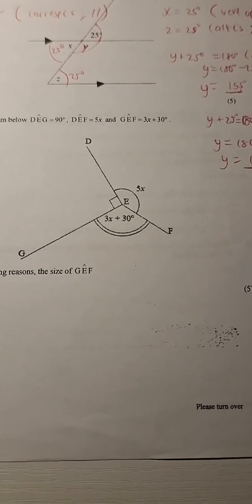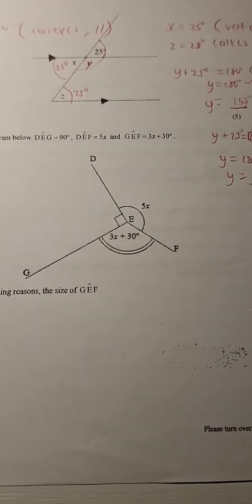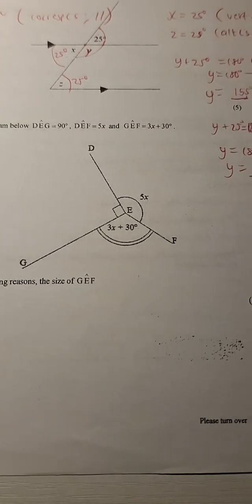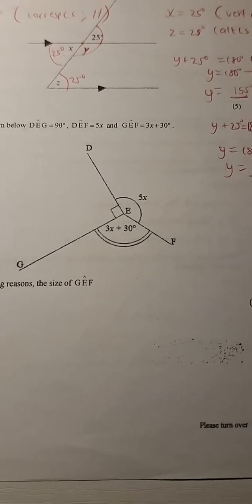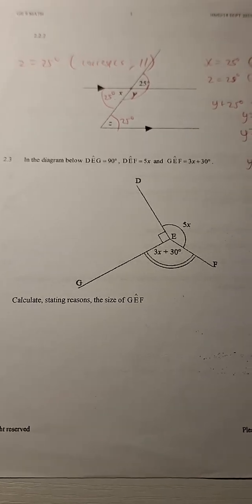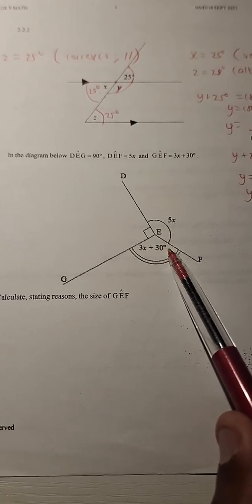Z, okay, alternate angles. The angles are equal. So for corresponding and alternate, the angles are equal. But for co-interior, the sum of the angles should give us what? 180.